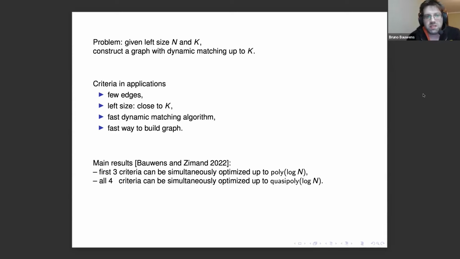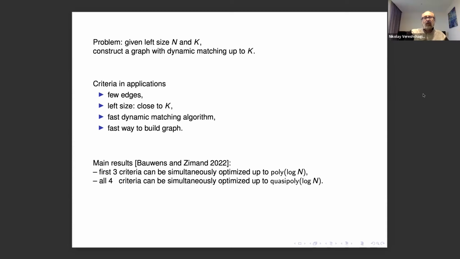And what does fast mean? Fast means polynomial in log n, where n is the right size. We will typically have n much bigger than k. But if n is equal to k, it's very easy to build an optimal graph, just k horizontal edges.